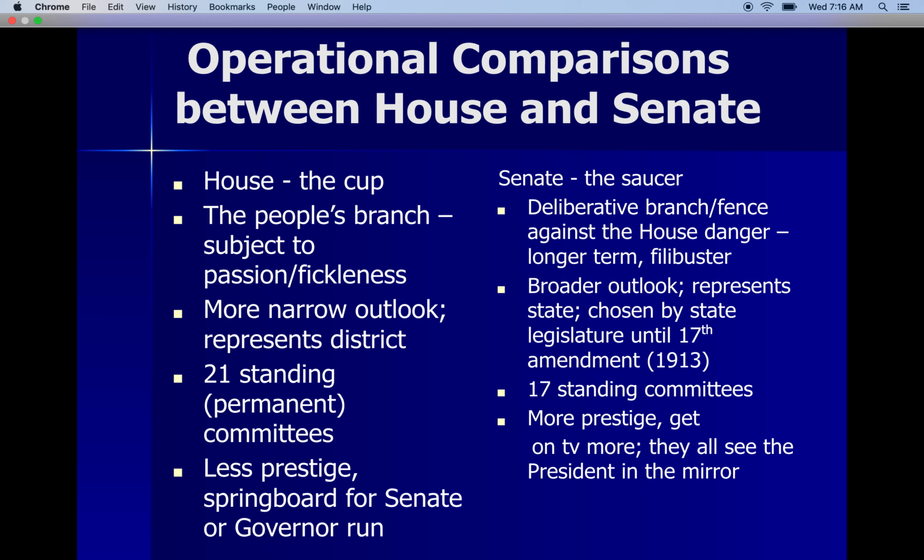All right, the cup and the saucer. The cup, everything's heated up. They're designed to move fast, reflect people's passion. The saucer lets things cool down, slow things down. Think about how the filibuster really slows things down. So more bills pass the House than pass the Senate.